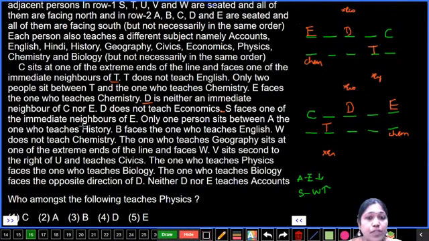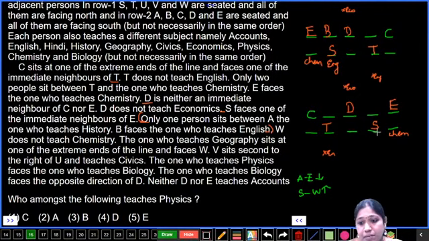S faces one of the immediate neighbors of E. And then only one person sits between A and history. B faces the one who teaches English. So all this together gives the complete arrangement. Only one person sits between A and history. B faces the one who teaches English. Here English cannot be compared. So definitely B should be sitting here. B opposite can be placed for English.